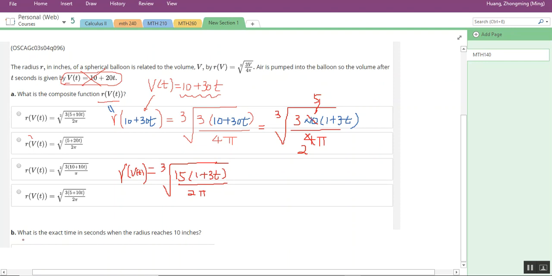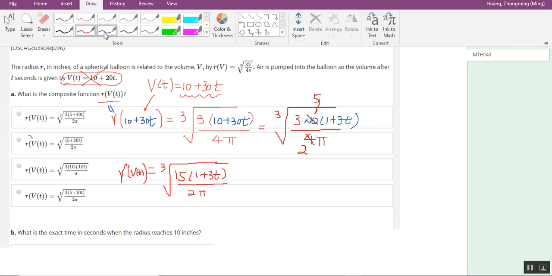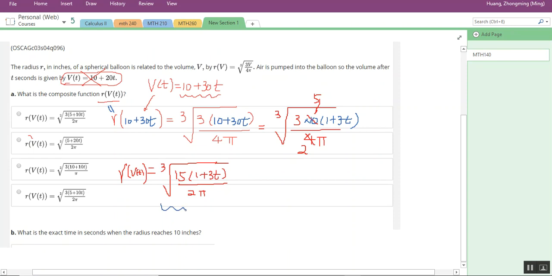Now, second part of the problem is what is the exact time in seconds when the radius reaches 10 inches? So, what is your radius? This is your radius. So you want to find the time t right here, so that this radius is 10. So you have a so-called equation that involves cube roots, right? So how do we solve this problem?